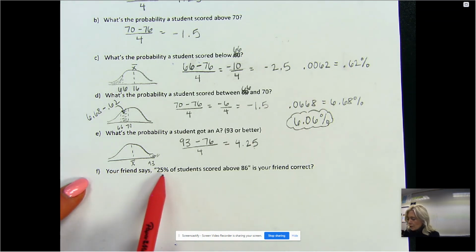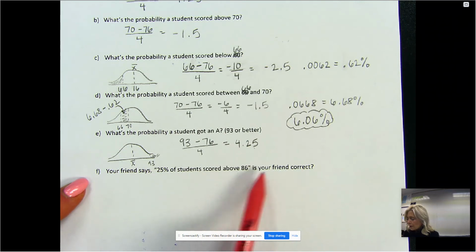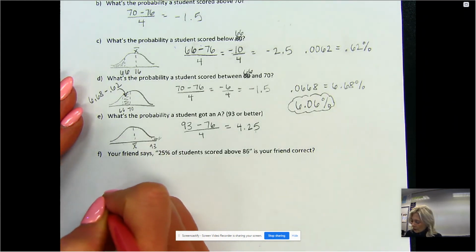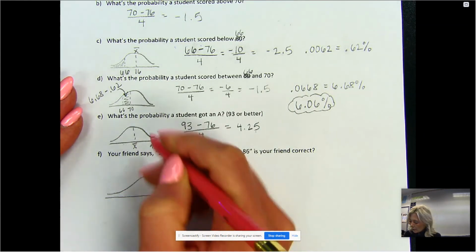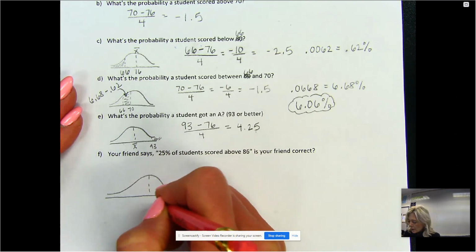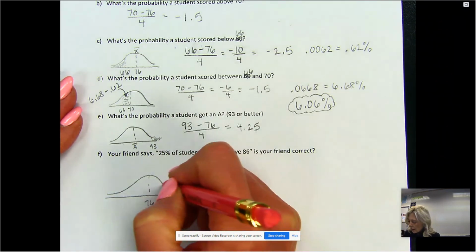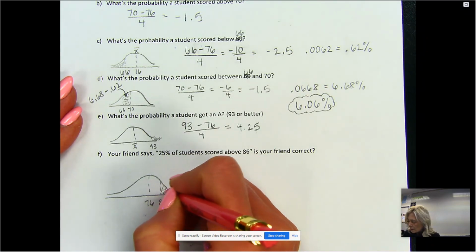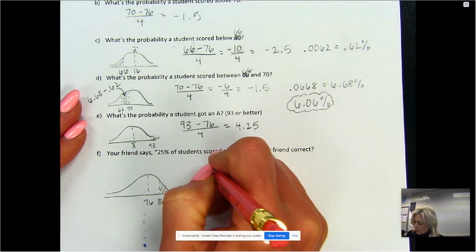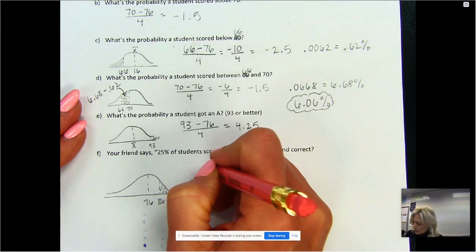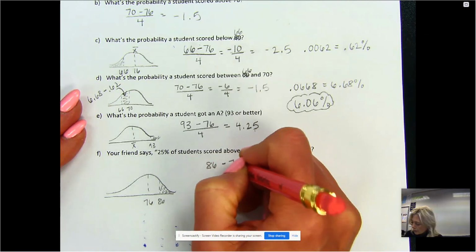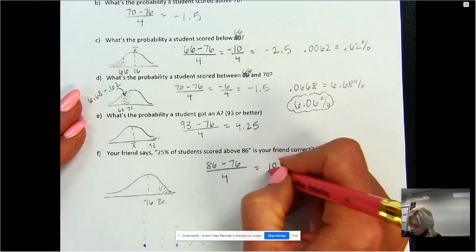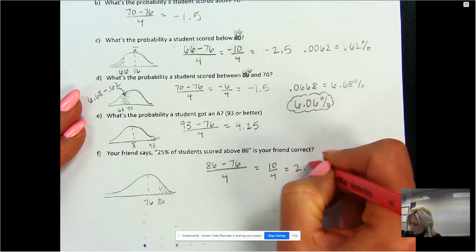So finally, your friend says 25% of students scored above 86. Is your friend correct? Well, let's see. What is the z-score of 86? So your friend is claiming that, oops, that's a little skewed, but just pretend it's not. With a mean of 76, that 25% scored above 86. So this area right here. So we're going to find the z-score for 86. So 86 minus 76 divided by 4 is 10 divided by 4 is 2.5.